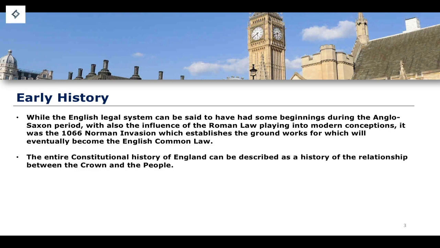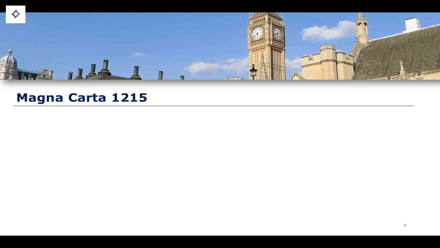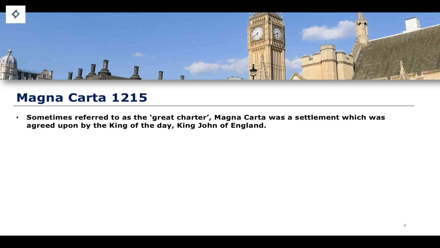The entire constitutional history of England could even be described as a history of the relationship between the crown and the people, being a generalized term here, not just representing everyone within society, but in some circumstances representing people in terms of the nobility or specific members of the nobility itself, beginning first with 1215 and Magna Carta. Sometimes referred to as the Great Charter, Magna Carta was a settlement which was agreed upon by the king of the day at the time, who was King John of England.